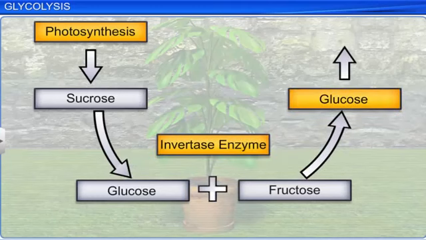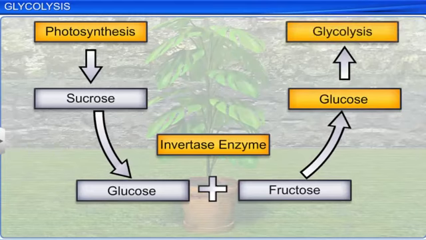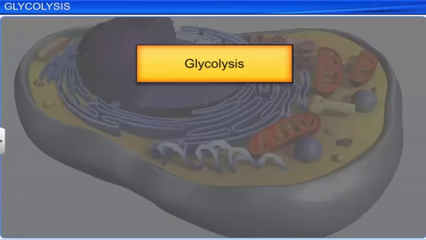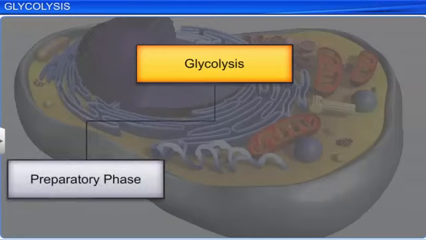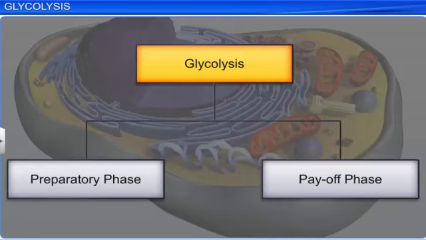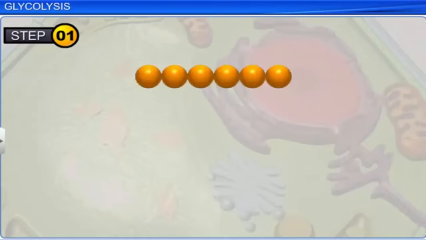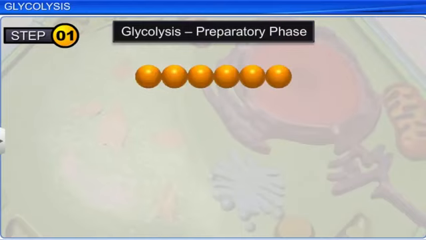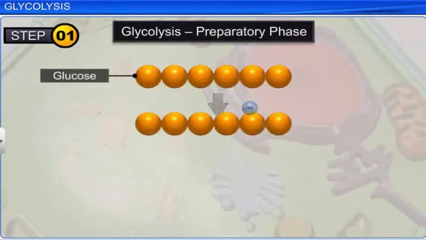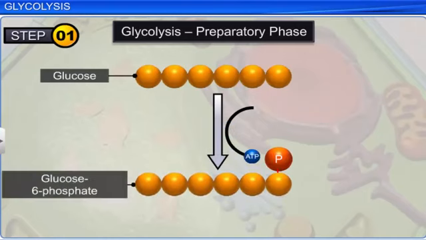The glucose thus produced is utilized in the glycolysis process. Glycolysis takes place in 10 steps involving 2 phases, preparatory and payoff phase. The preparatory phase starts with the phosphorylation of 6-carbon glucose using ATP to form glucose 6-phosphate.